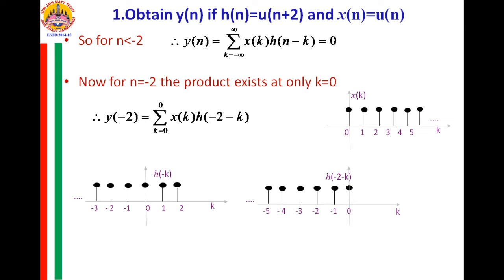The product x of k and h of minus 1 minus k will exist for the two samples from 0 to 1. And if you observe for n is equal to 0, here this is h of minus k, the product exists from 0 to 2 because these two overlap for the duration 0 to 2. Other than this duration, either this h of minus k is 0 or this x of k is 0. So, for 3 onwards, h of minus k is 0 and for k which is less than 0, this x of k is 0. So, the product exists from 0 to 2 for n is equal to 0.